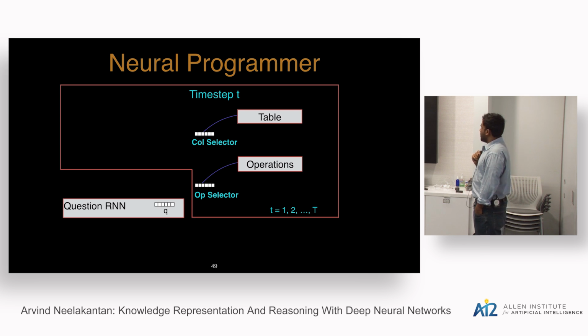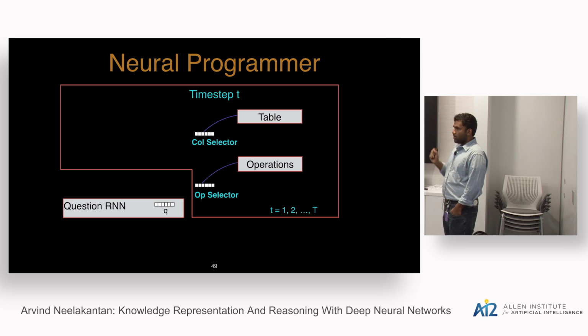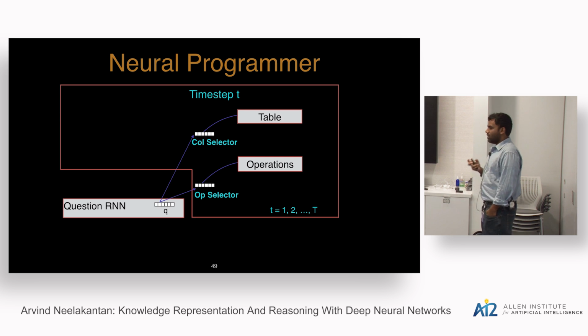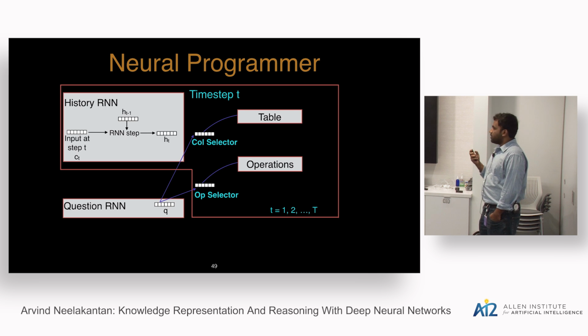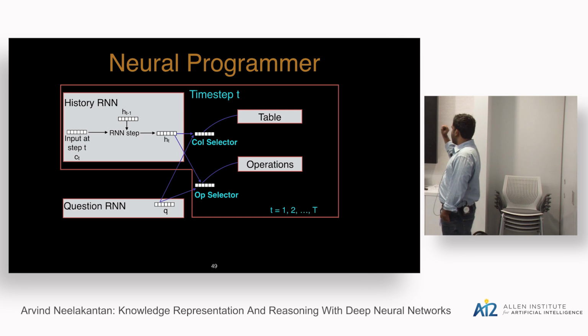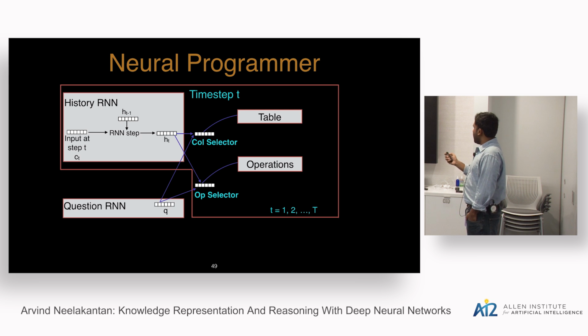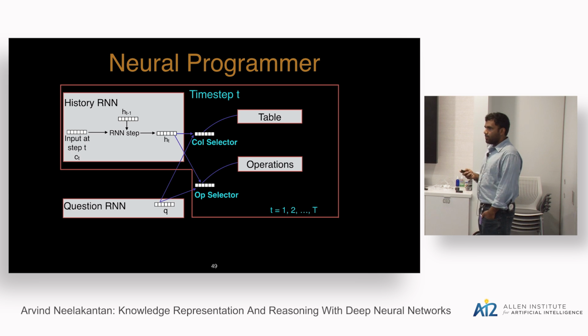To select a function and a column, the model needs to know two things. The first is what the question is. The second is the program it has built up so far. This is taken care of by the history RNN, which keeps track of the program it has built up so far. Now, using these two vector representations, you perform the selection operation. I'm going to explain the selection operation in more detail in the next slide or the slide after that.